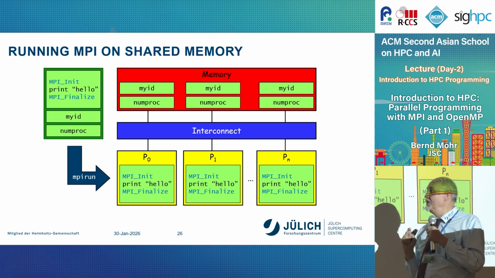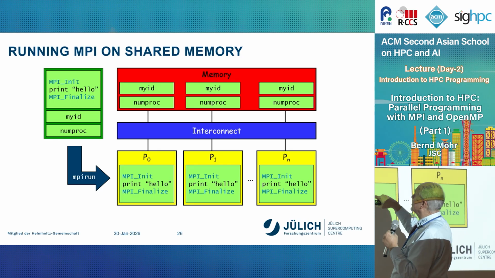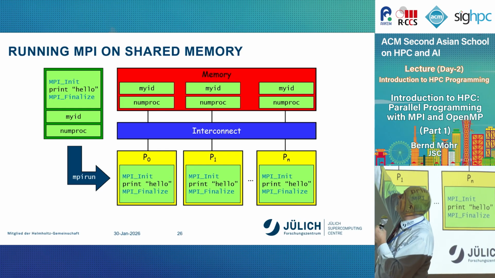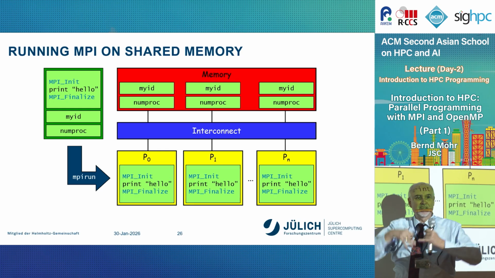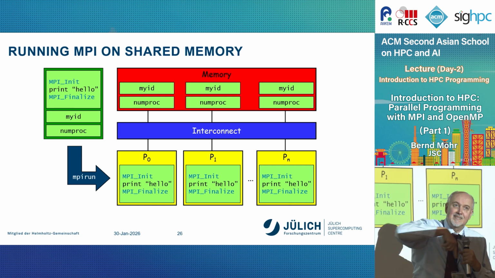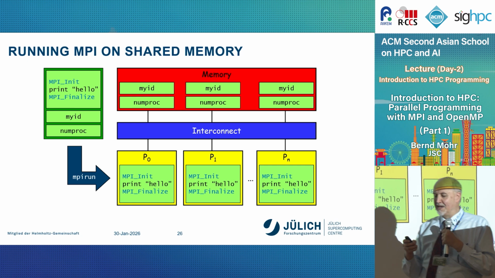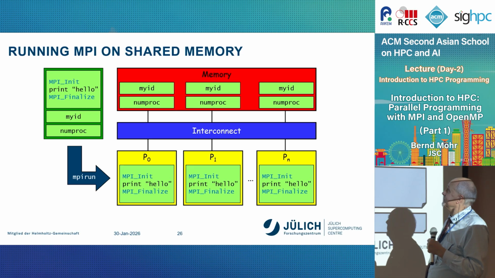It's not exactly ignoring, because if I'm sending messages in such a system, it knows, oh, it's shared memory, so it just copies data from here to here. And if it's a distributed memory, it sends a message through the network. But you don't care. This is basically hidden by the MPI library.